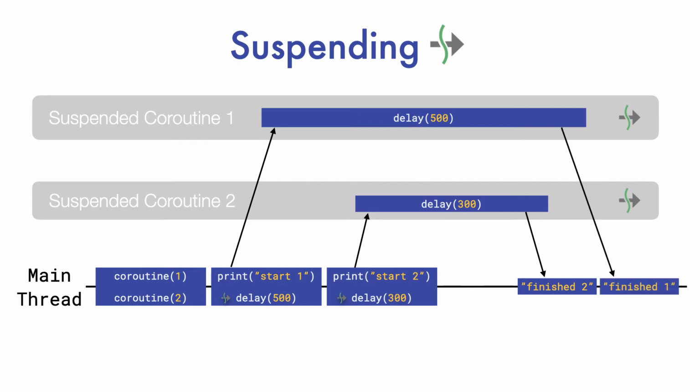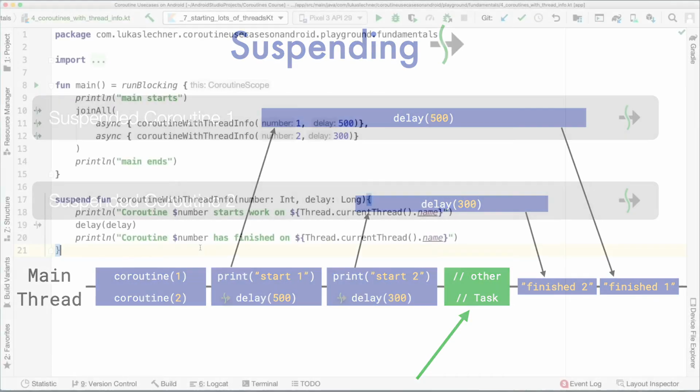The crucial thing to understand here is that while both coroutines are suspended, the main thread is not blocked and therefore can work on other tasks. That's the big difference to the thread example, in which the main thread was blocked and not able to work on other tasks. Let's write some code to see that my claims of the main thread being able to perform work while the coroutines are suspended are actually true.